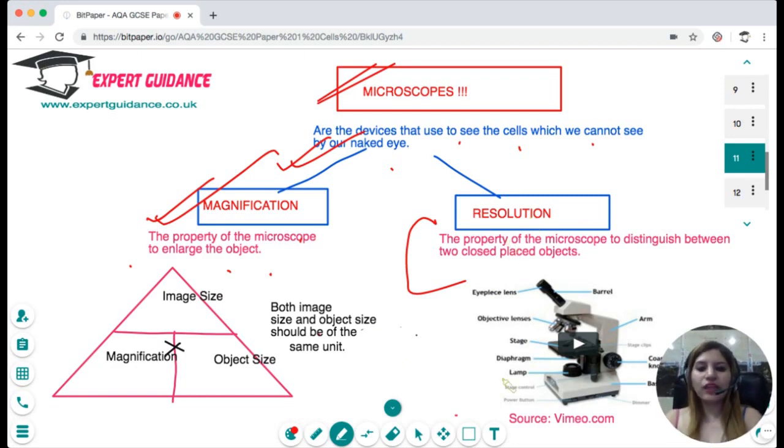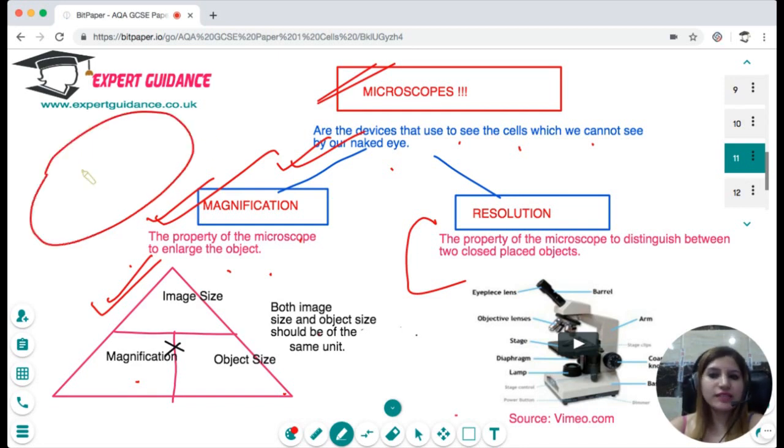Now, magnification is calculated by the image size over the object size. This is an important question. In the exam, they can give you an image size and ask you to find the object size if the magnification is given, or the image size and object size is given and ask you the magnification. Or to make it a little complicated, they can give you a cell and say that this diameter is 2 micrometer in reality, calculate the magnification.